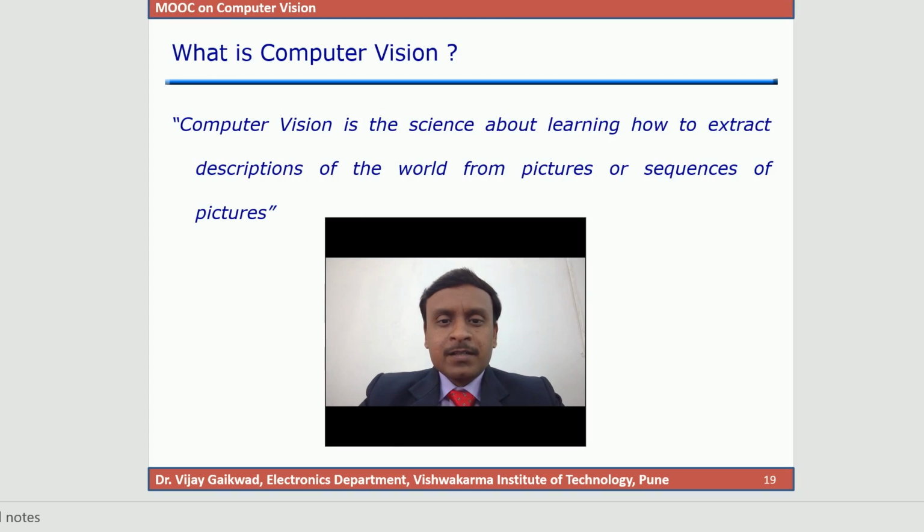Computer vision is basically a science which will tell you how information can be retrieved or collected from images or a sequence of images, which we call a video. In computer vision, it's the fundamentals of how to recover and extract the information from images and videos.